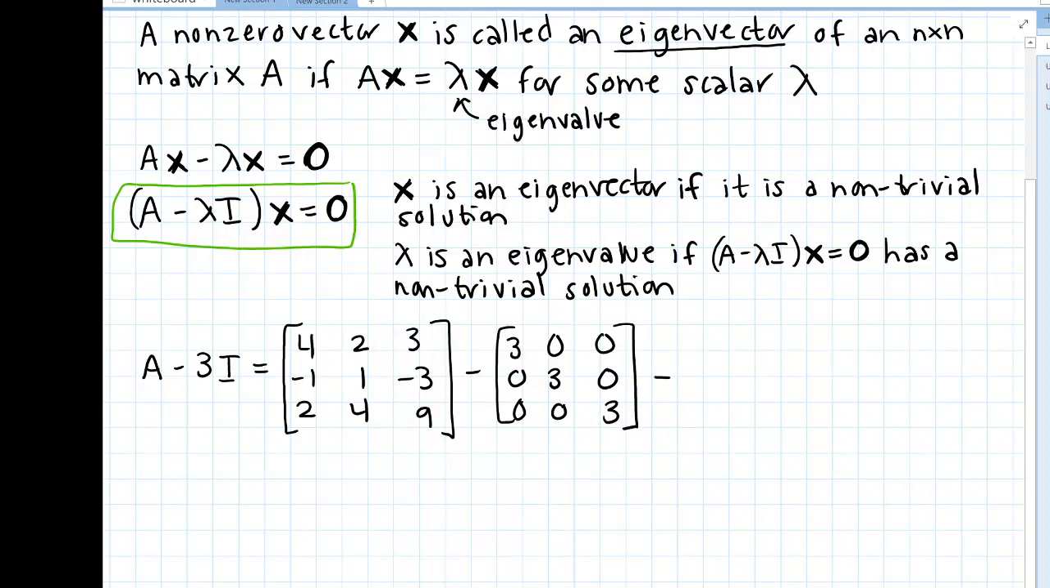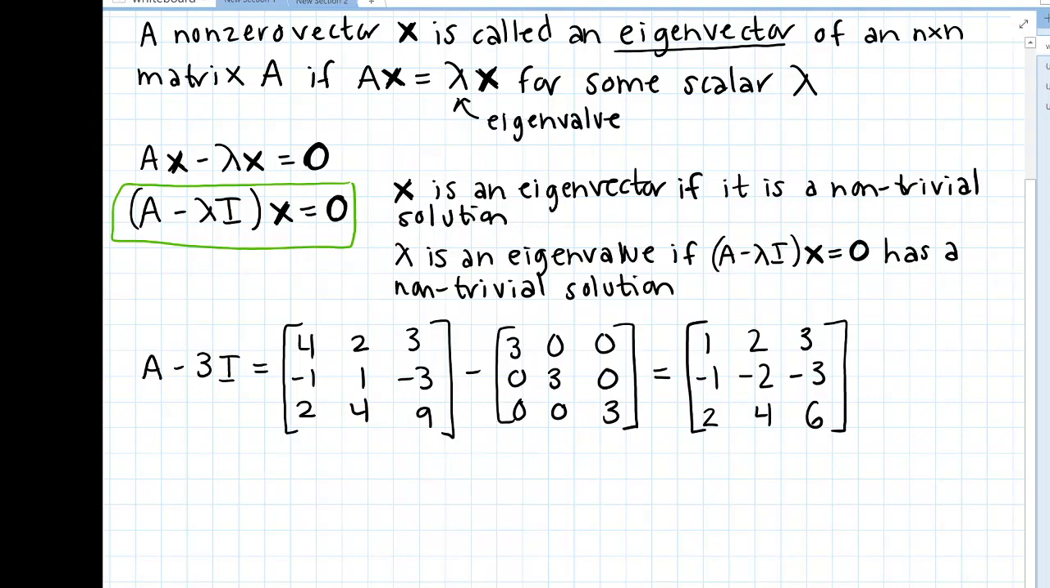And so when we do that, we get 1, and then the rest of that first row stays the same, and then negative 1, then we have negative 2, and then negative 3, and then the last row we have 2, 4, and we're subtracting 3 from that, so we get 6.